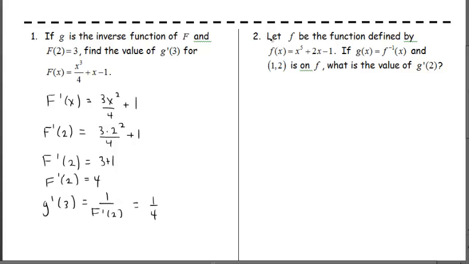All right, another example, number 2. Let f be the function defined by, so I have an equation. Here, not words but symbols, we have a relationship of inverses. (1, 2) is on f, so (2, 1) is on g. So let's find f prime, plug in 1, and reciprocate.